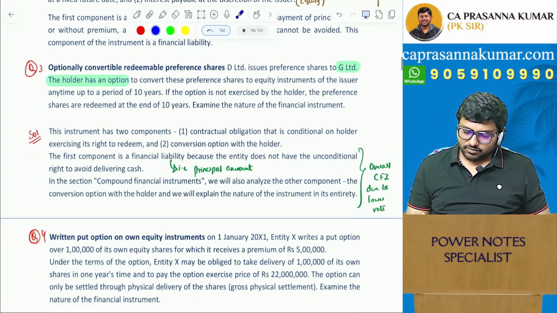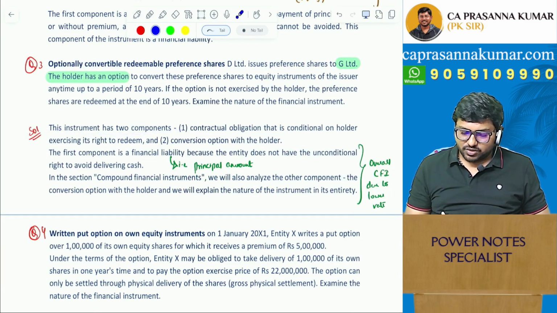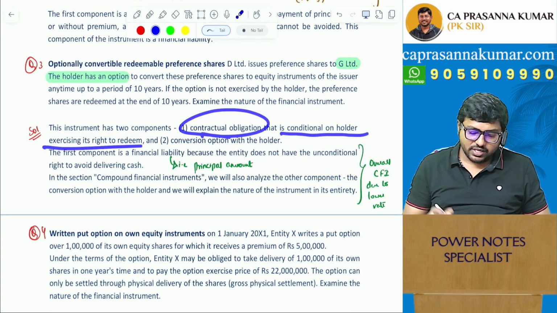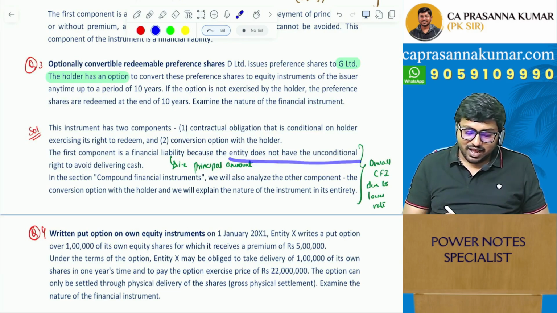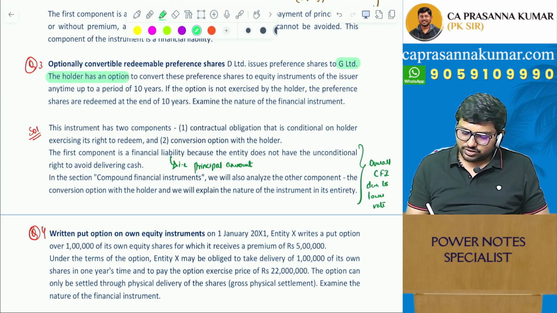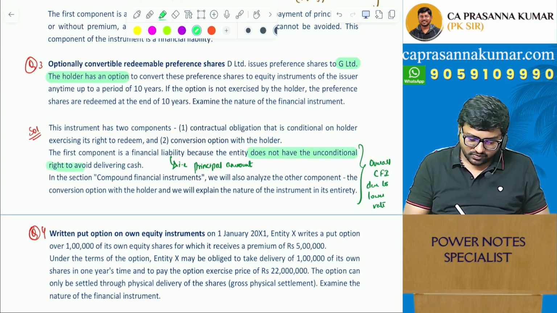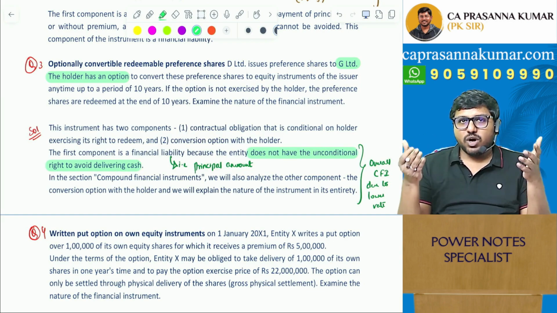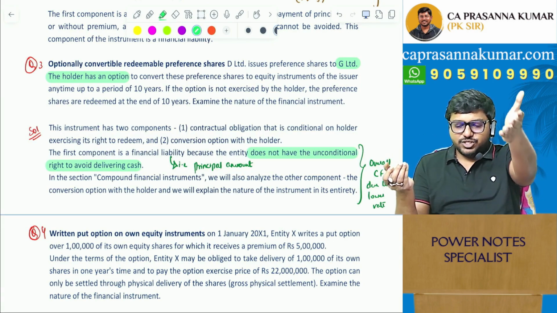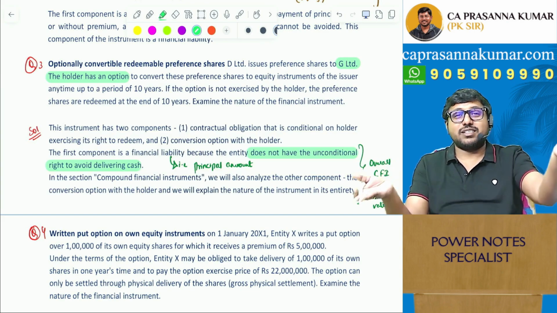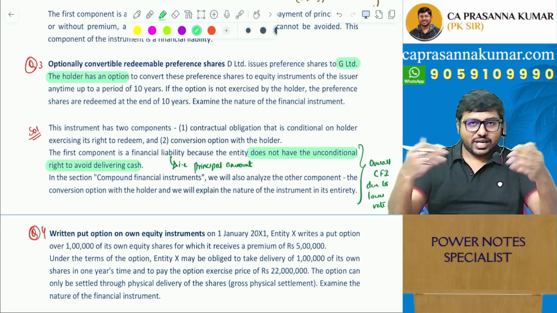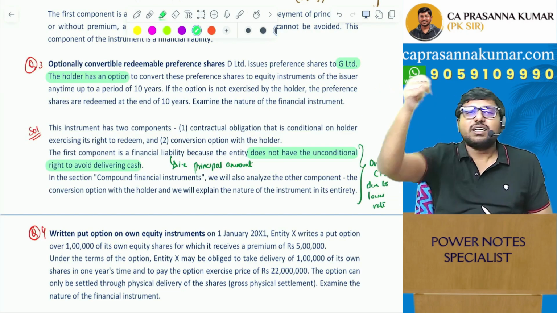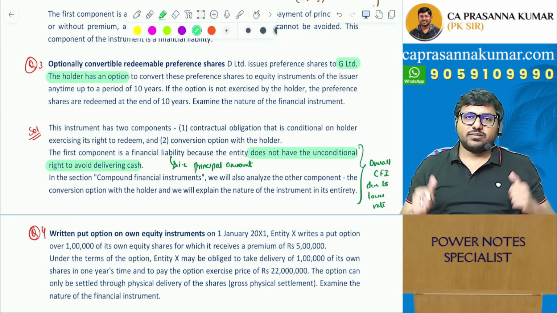That's all. Now see here, the instrument has two components: a contractual obligation that is conditional on the holder exercising its right to redeem, and a conversion option with the holder. The first component is a financial liability because the entity does not have an unconditional right to avoid delivering cash. In other words, can D Limited avoid delivering cash? No. If G Limited does not exercise the option of conversion, then D Limited has to redeem. When I have to redeem, I have to pay cash. So can I avoid? No, no, no. If G Limited wants, G Limited can avoid. The other guy can avoid. I cannot avoid. You understand the point?